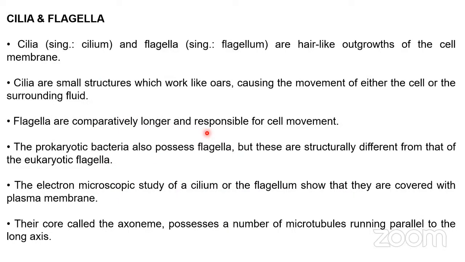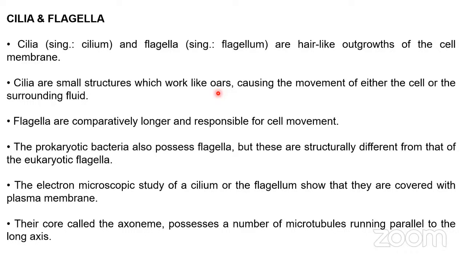The next component is cilia and flagella. The singular of cilia is cilium, and the singular of flagella is flagellum. They are hair-like outgrowths of the cell membrane, and they help in the movement of the cell. Cilia are small structures which work like oars, causing the movement of either the cell or the surrounding fluid. While flagella, in comparison to cilia, are comparatively longer and are responsible for the cell movement.